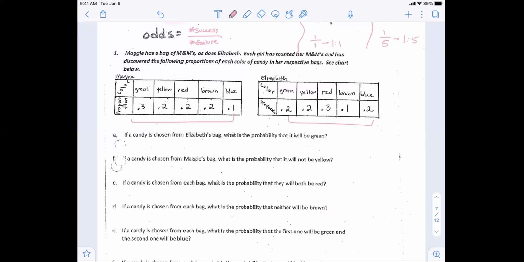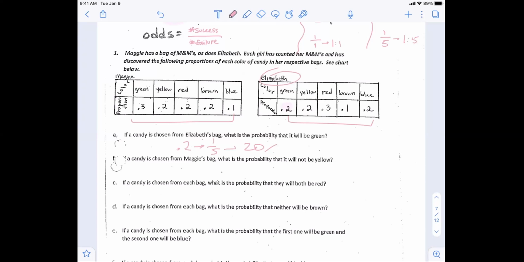So just like I was saying, if a candy is chosen from, this time I'm looking at Elizabeth's bag, what's the probability it will be green? So under green, she has a 0.2. If you want to think of it as a fraction, it'd be 1 over 5. If you want to think of it as a percent, which is what most of us naturally think of it as, it's 20%. The probability is 20% that we will pick a green from Elizabeth's bag.